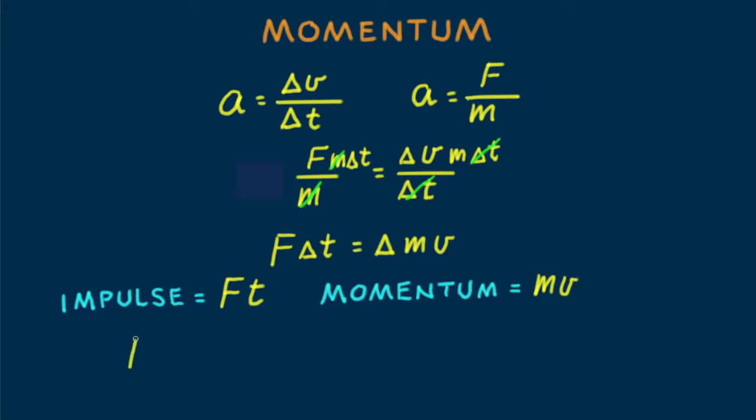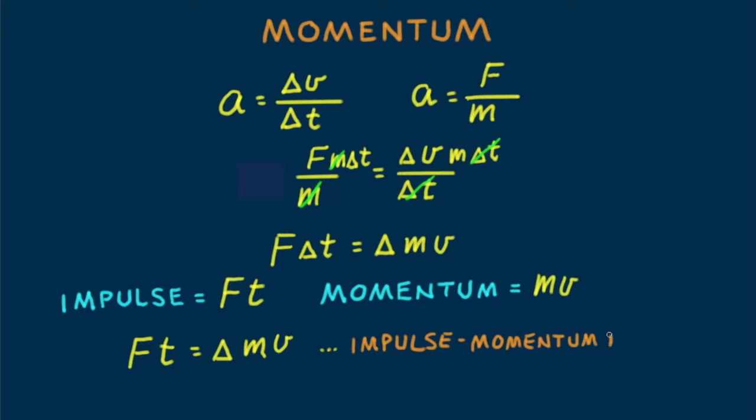Or in symbol form, Ft equals delta mv. We say the impulse exerted on an object changes the momentum of the object. Ft equals delta mv is called the impulse-momentum relationship. Both impulse and momentum are vector quantities. Direction matters.